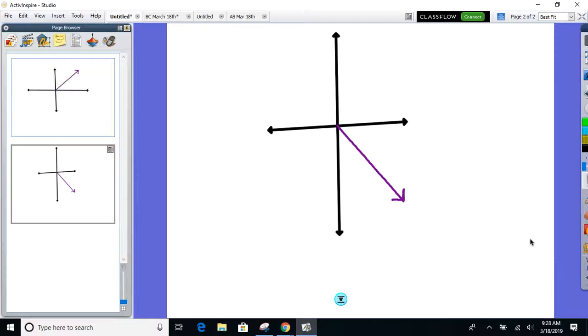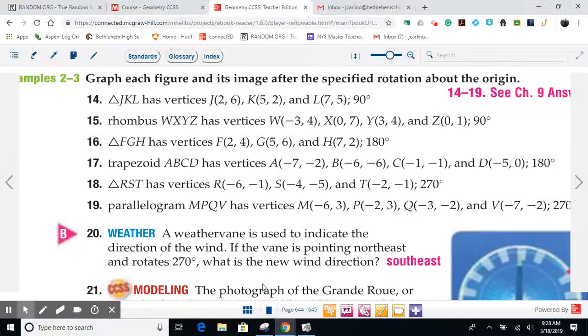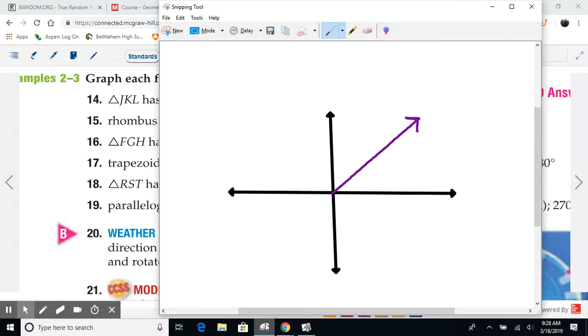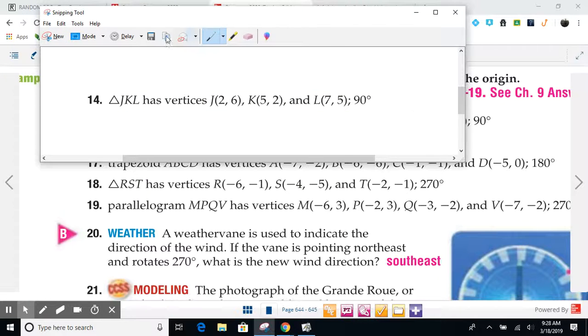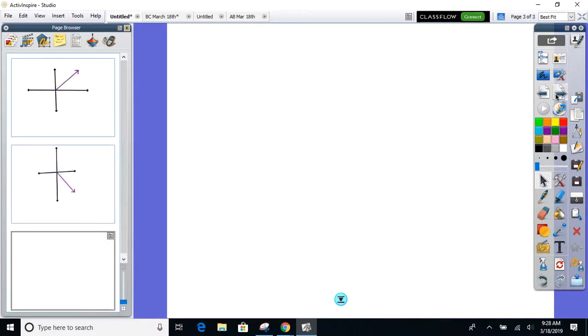Others you wanted to go over on those at all? Anything else? 14, 16, 18. How are we doing with the rotations? Yep. 14 going 90. Positive 90. Which direction? Clockwise or counterclockwise? Counterclockwise. All right, so I'll throw this one up here.